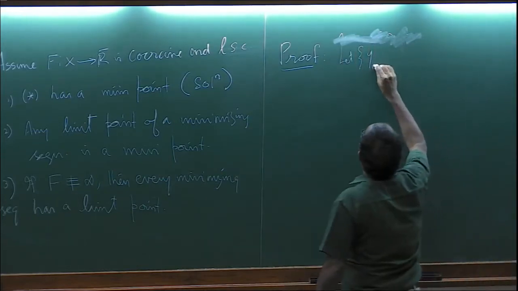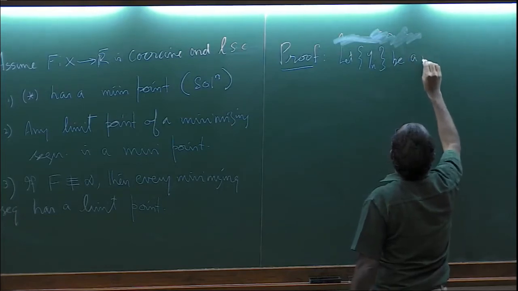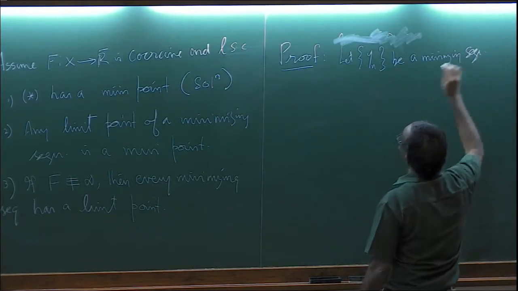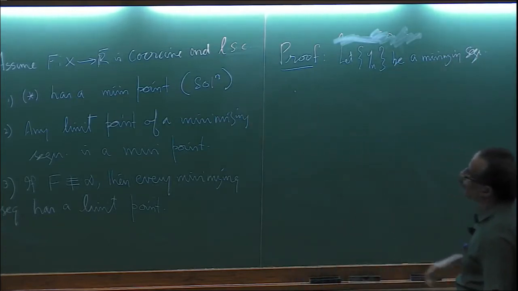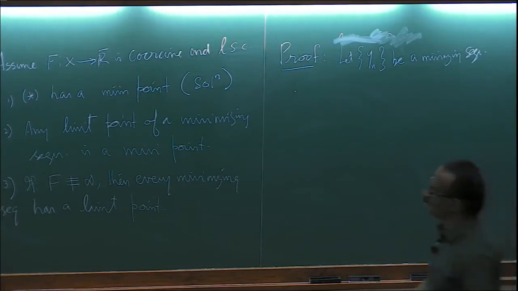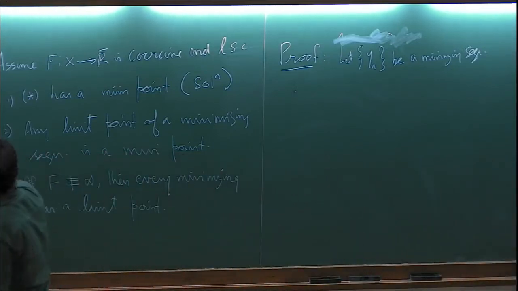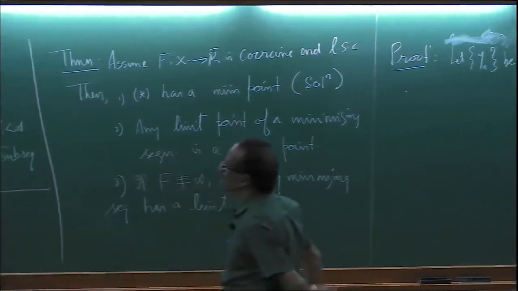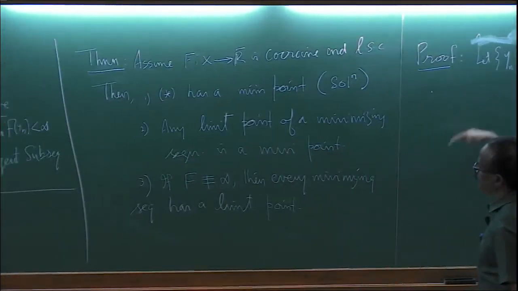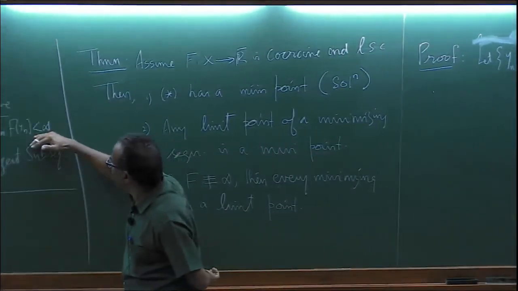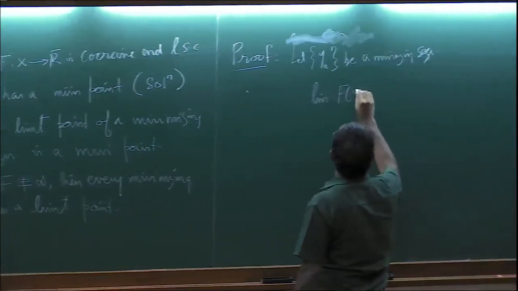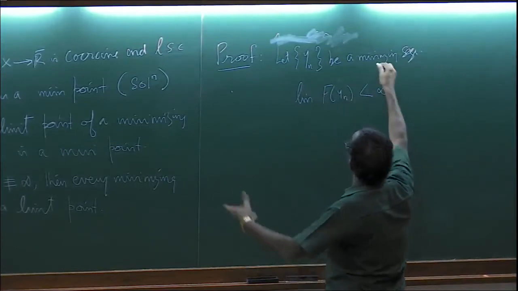So let yn be a minimizing sequence. Okay, so what does coercivity tell you? When you have a sequence, the limit of f of yn is finite by this assumption, if not identically 0. If the upper limit is infinity, you don't have to do anything. So it's enough to consider the case where the limit of f of yn is finite. That's the only case you have to worry about.